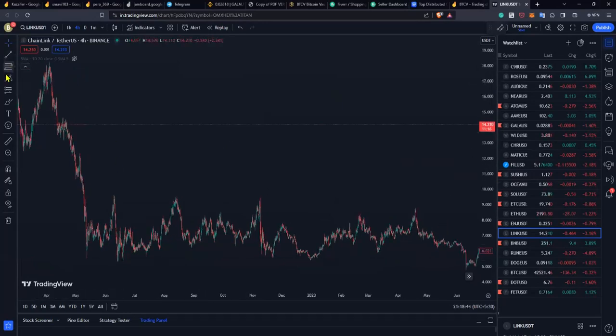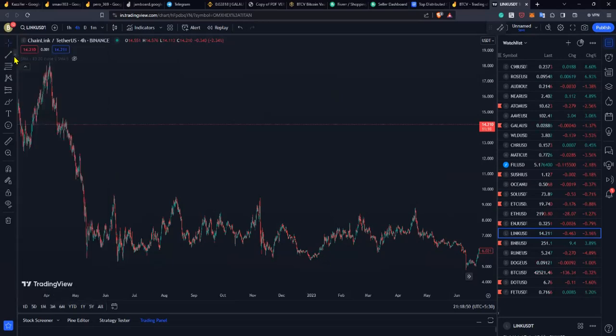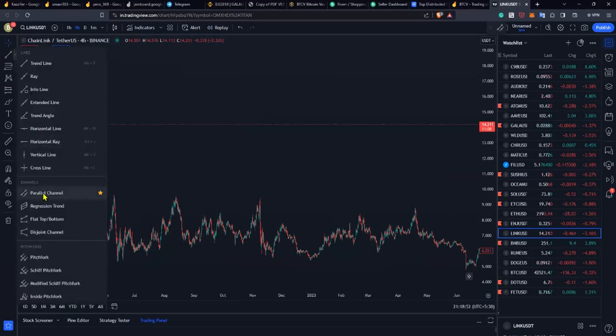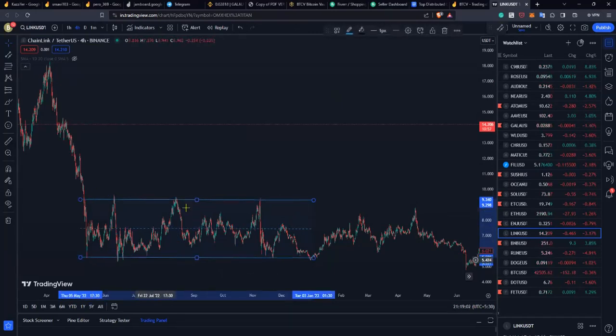Yep, this will work. So here I can use, see, this one option on trend lines. We have an option called parallel channel. Okay, so I can draw something like this. See, that's it. That's what a channel looks like.